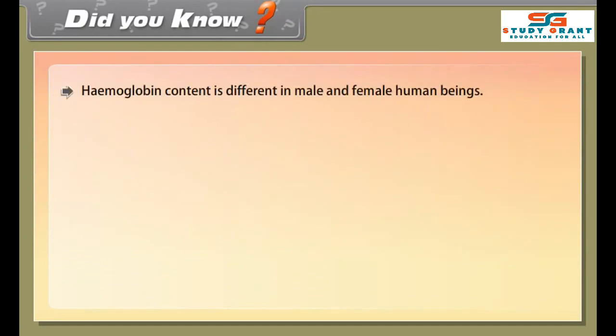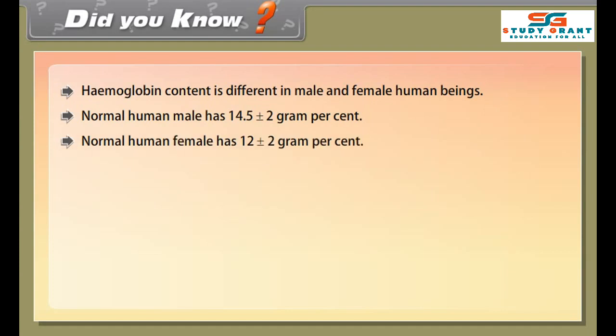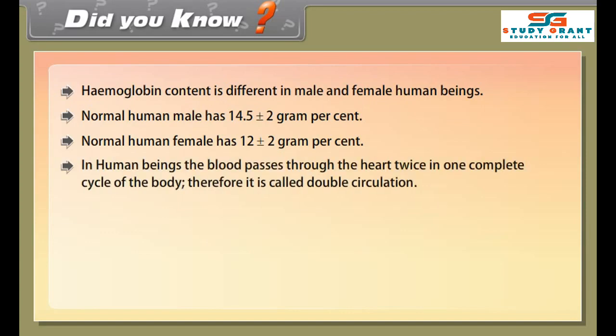Did you know? Hemoglobin content is different in male and female human beings. A normal human male has 14.5 plus or minus 2 gram percent. A normal human female has 12 plus or minus 2 gram percent. In human beings, the blood passes through the heart twice in one complete cycle of the body. Therefore, it is called double circulation.